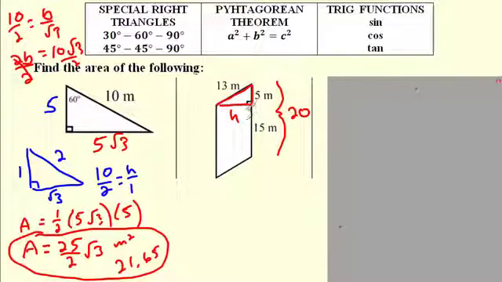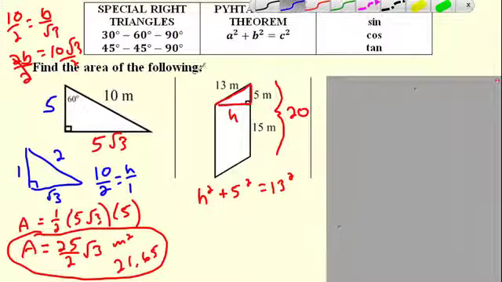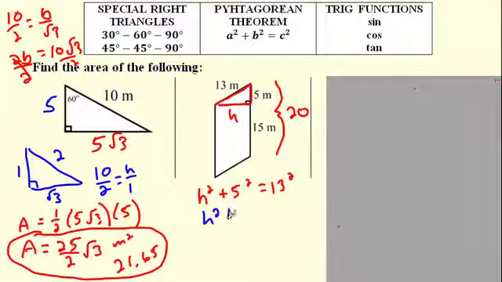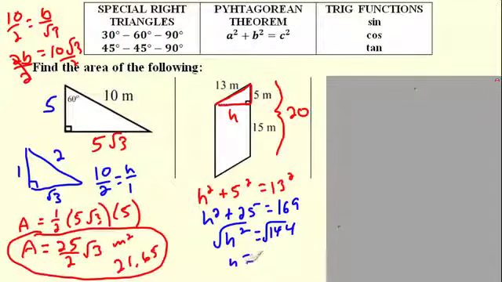So I've got Pythagorean theorem where I'm going to say h squared plus 5 squared is 13 squared. And maybe you recognize this one. This is one of the special Pythagorean triples. If not, you can just solve it though. We've got h squared plus 25 is 169. Subtract 25 from both sides, you get 144. And then we're going to take the square root of both sides. So h is really 12.